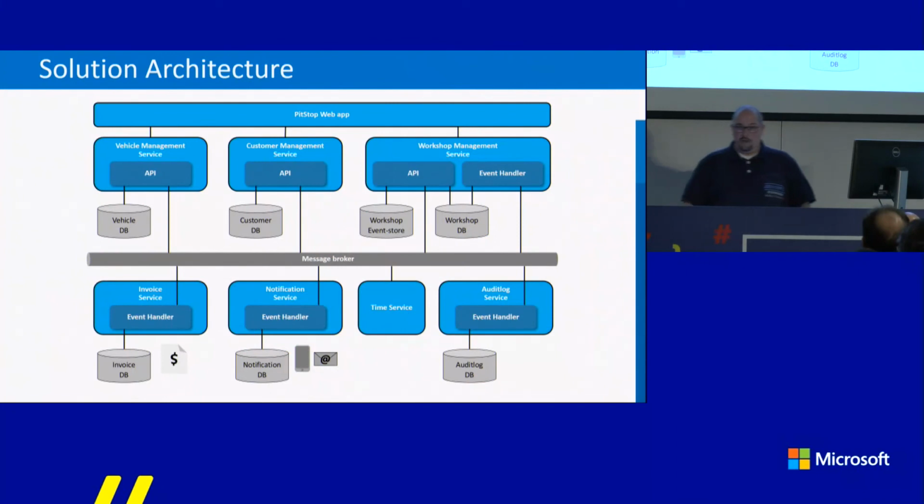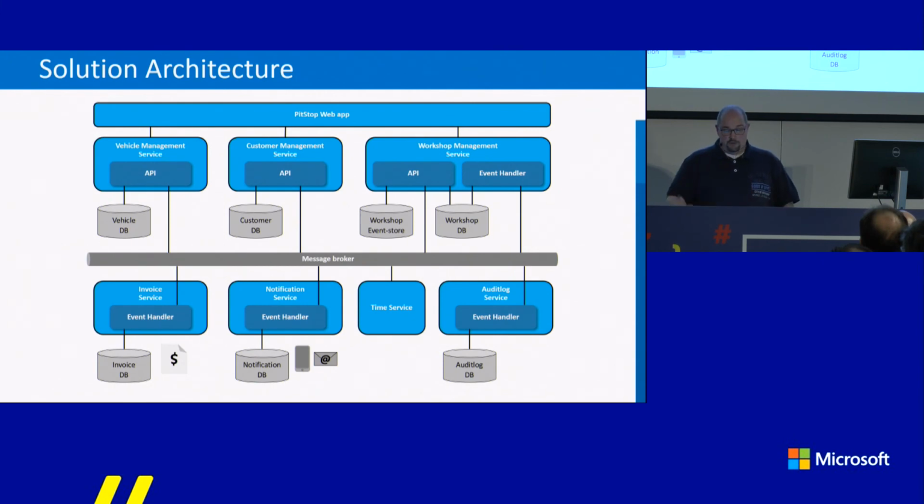So basically, this is my logical solution architecture. I have a web app. It uses 3 APIs: vehicle management service, customer management service, and the workshop management service. I have an invoice service, a notification service, a time service, and an audit log service. And these bottom services are just console applications that I start, and they only communicate over the message broker. No API whatsoever. They're just running and do their stuff. And they react to events that come in through the message broker.